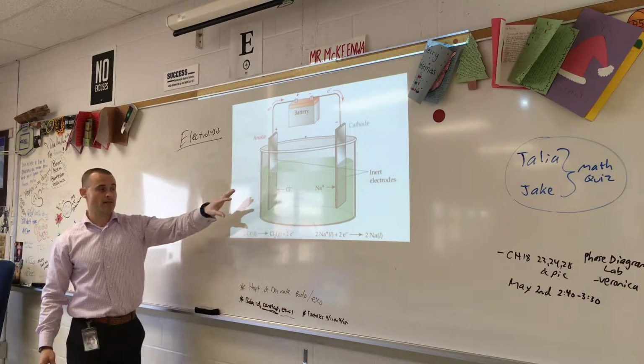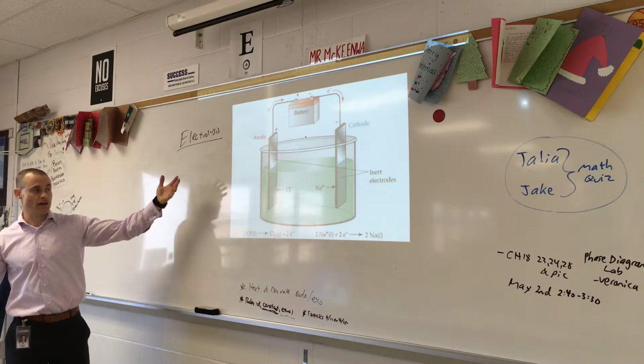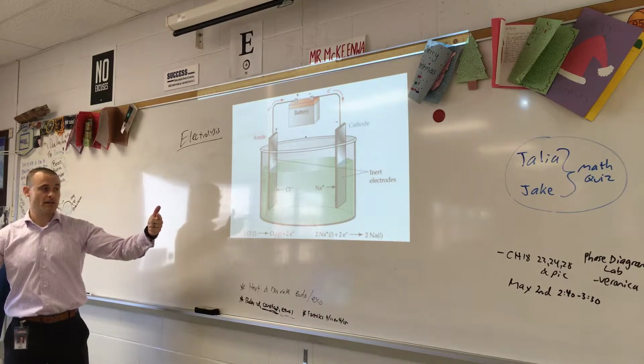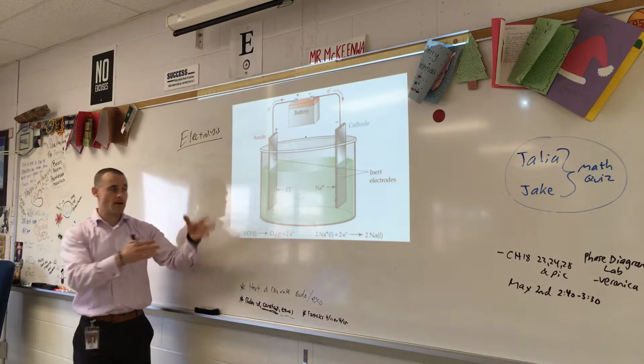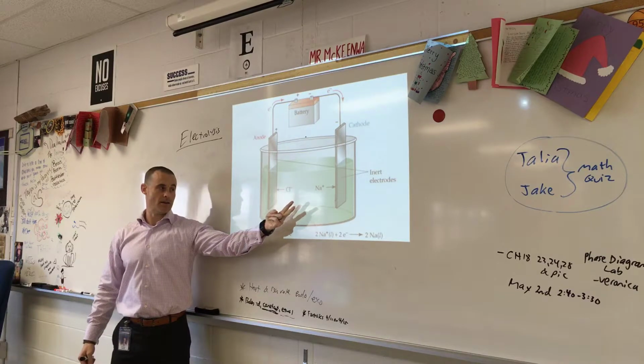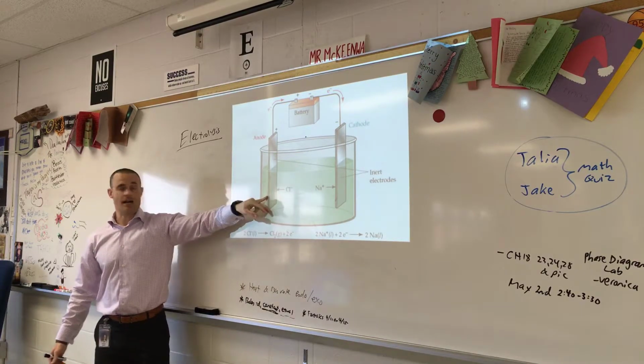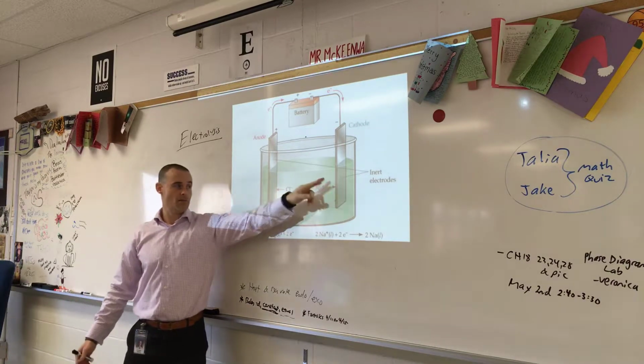In this case, when you have molten salt, NaCl liquid, you only have two things in there. You have Na plus, Cl minus. So I start with an easy example. You only have two ions in here. There's no water, there's nothing else. So you have Cl minus being oxidized, and you have Na plus being reduced.